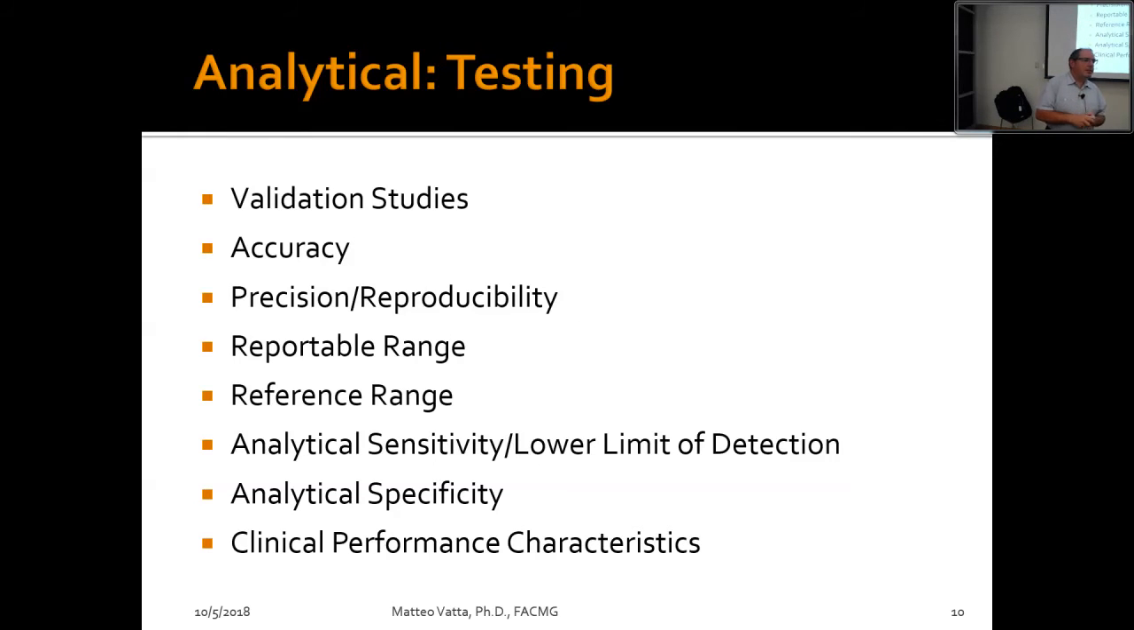So the second phase is the testing, so the analytical phase. So every laboratory, whenever they want to set up a test, they need to undergo a validation study. Validation study means checking gazillions of samples in order to prove that they catch whatever they need to catch, and that they don't see whatever is not there. They have to prove accuracy, precision, reproducibility. They have to set up their reportable range, their reference range. They have to provide also the analytical sensitivity, in some quantitative analysis, also the lower limit of detection. For instance, if you have, I don't know, virus titering in the blood, then also they need to provide analytical specificity and the clinical performance characteristics.